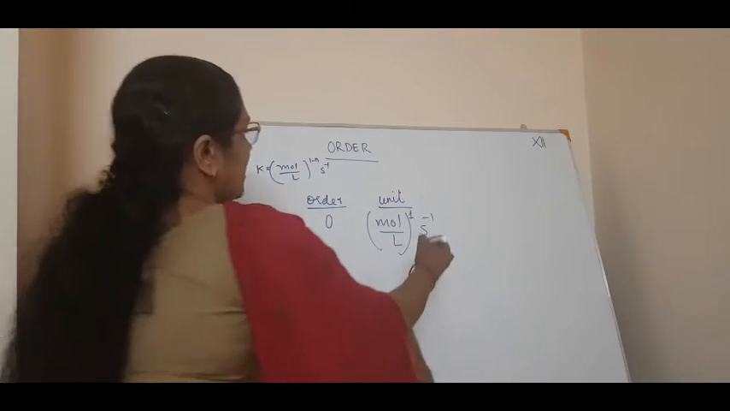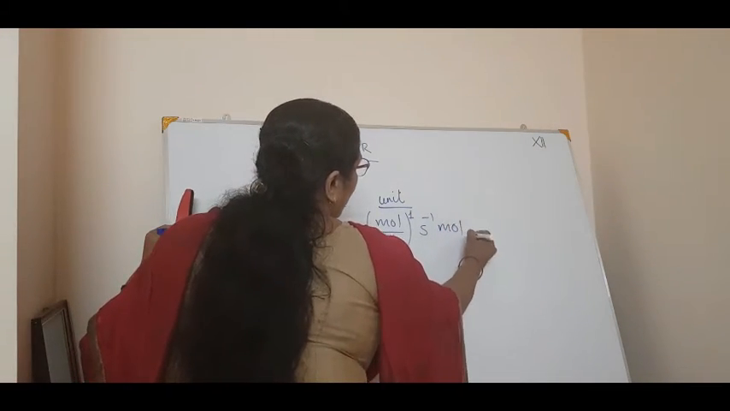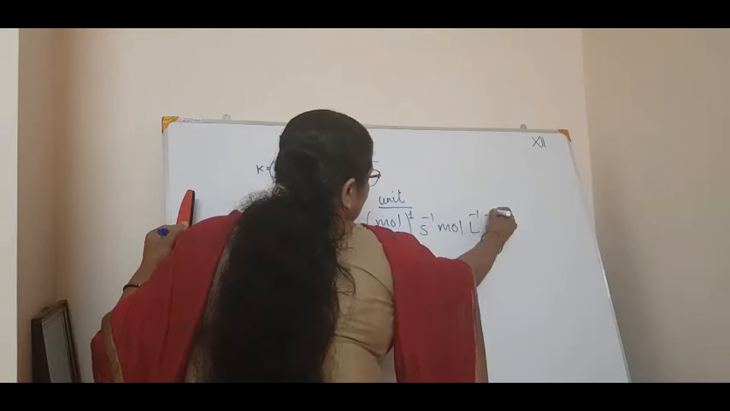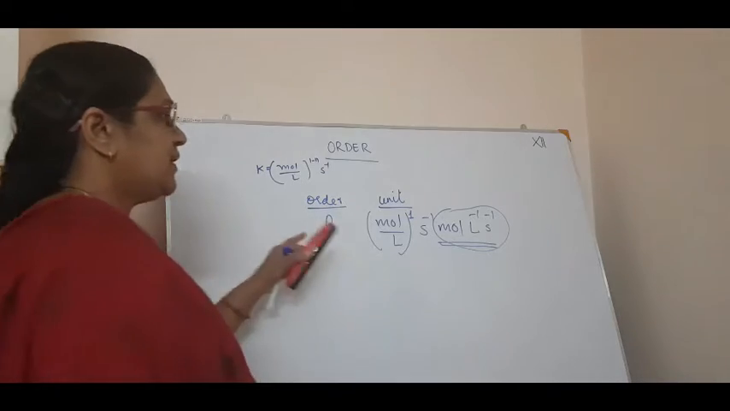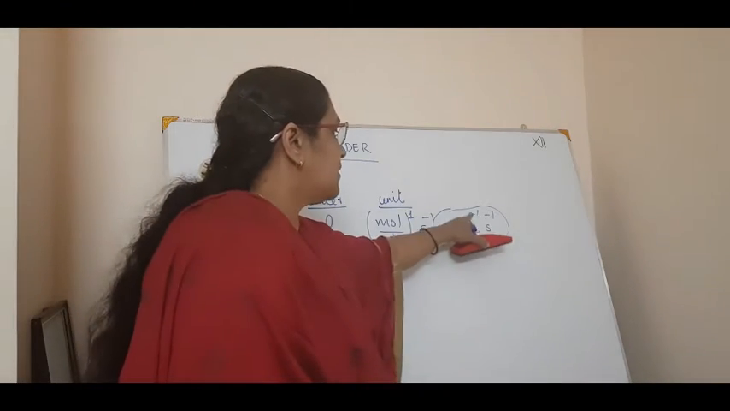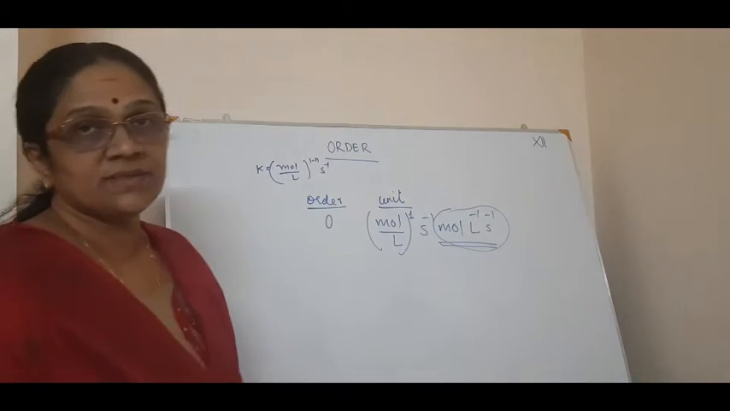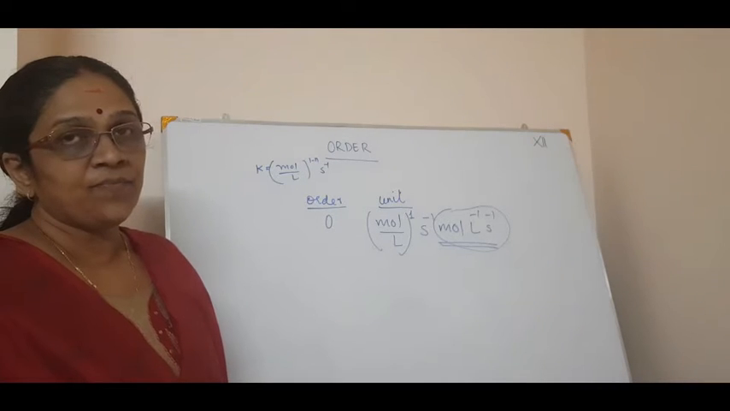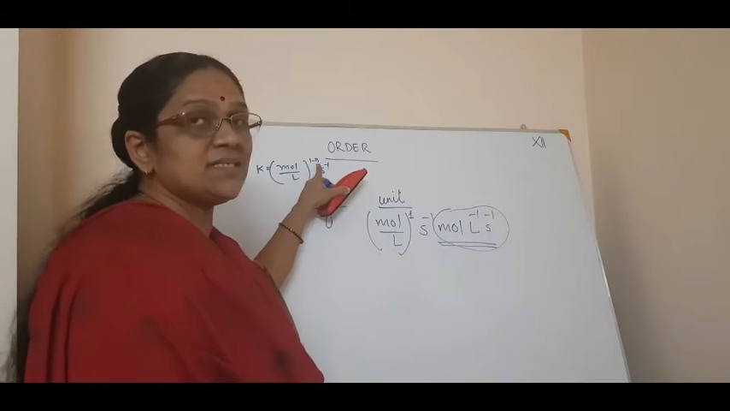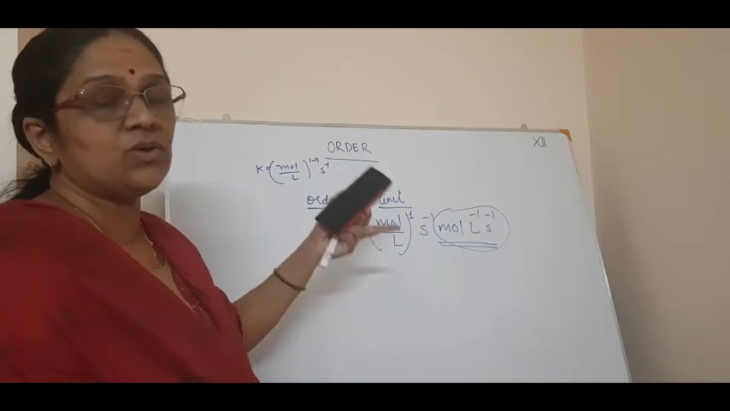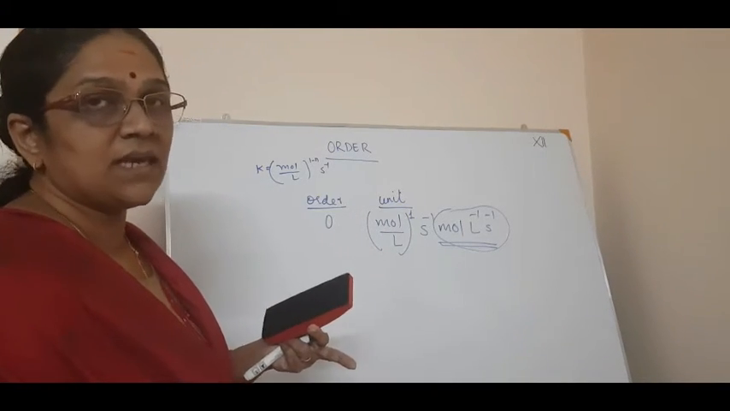Or I can write it as what? Mole per liter, that is mole liter inverse second inverse. See, like this also I can write: mole liter inverse second inverse. Clear? Okay. It's very easy. Just put n as 0, 1 and 2 for zero order, first order as well as second order.